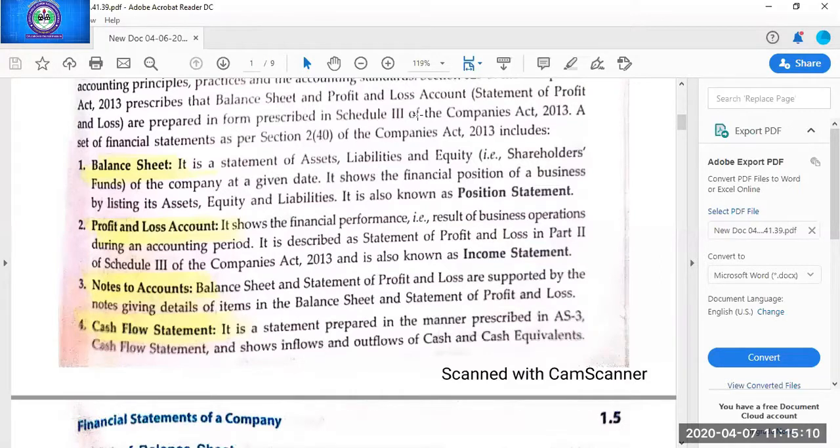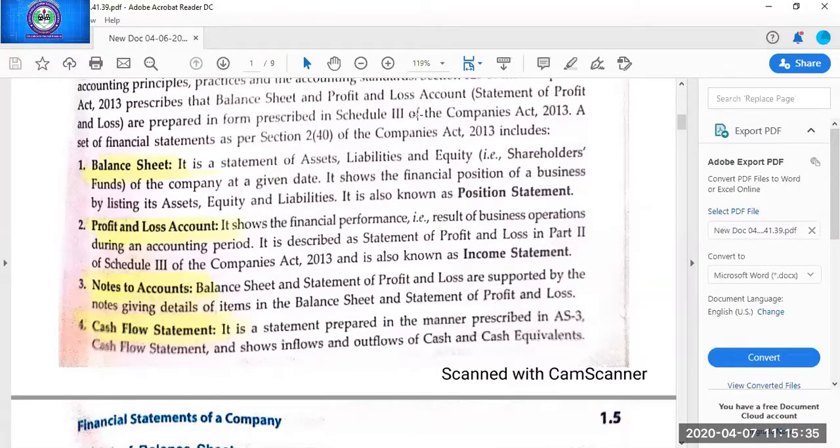Next, cash flow statement. So this will also be part of the financial statements of a company. It is a statement which shows us the inflows and outflows of cash. It means from where the cash is coming inside the business and to where the cash is going out. So all these combined make the financial statements of a company.